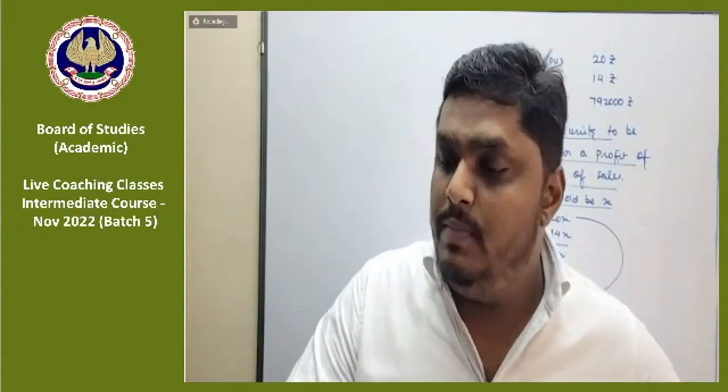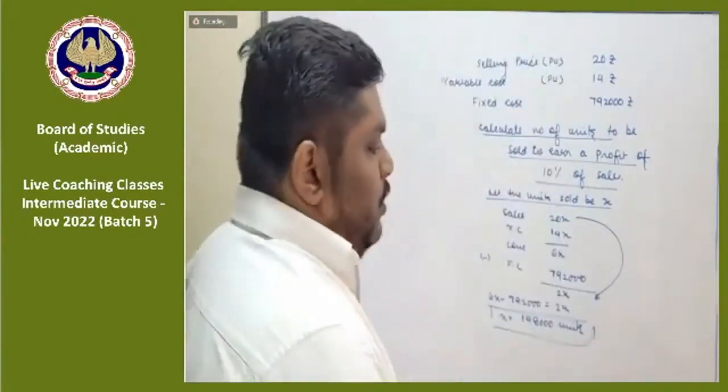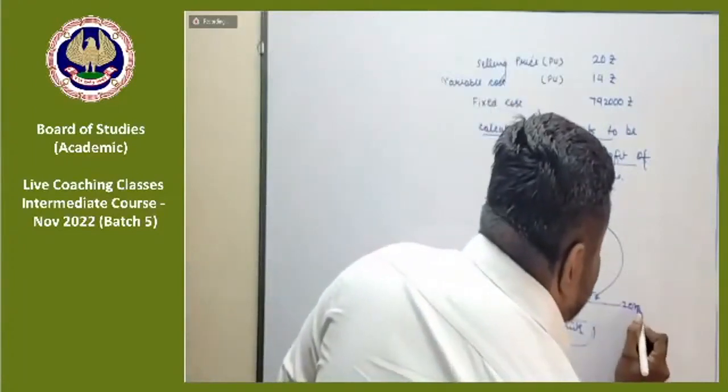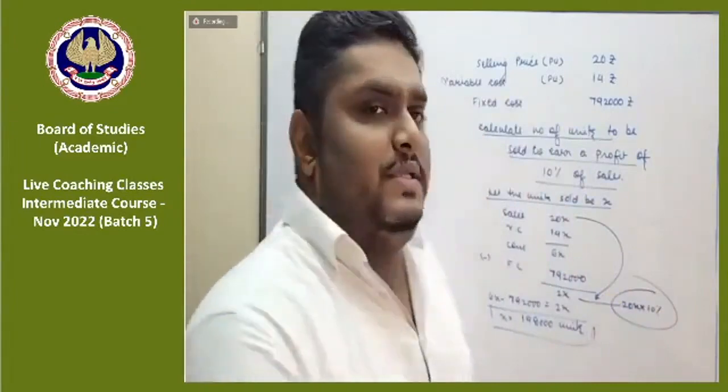After the break, there is a query from Mr. Farad about how you calculated 2x. 2x is basically 20x into 10%. This is how I got 2x.